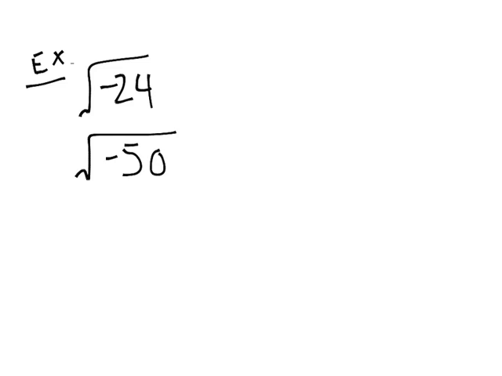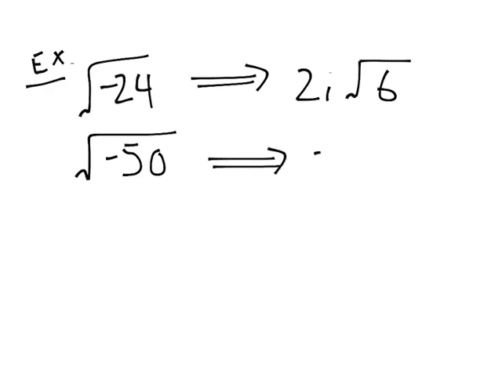Alright, try that on your own here. How do you find the square root of negative 24? Once you're done with that, try the square root of negative 50. Okay, I did these two, and here's what I got. 2I radical 6, and then 5I radical 2. You guys should be comfortable turning the square roots of negative numbers into imaginary numbers.